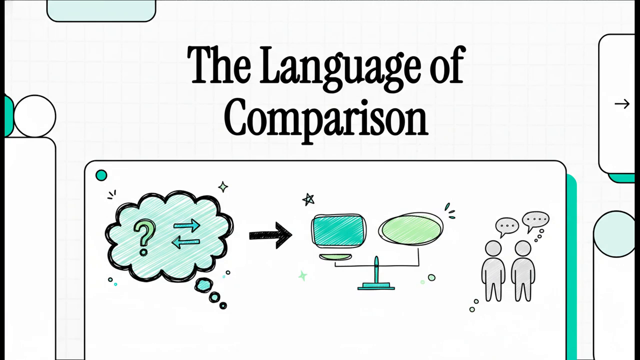We make choices every single day. But how often do we actually struggle to explain why we made them? Whether you're at work or just talking with friends, being able to clearly explain why you prefer one thing over another, well, that's a real superpower. So today, we're going to build that power, one sentence at a time.